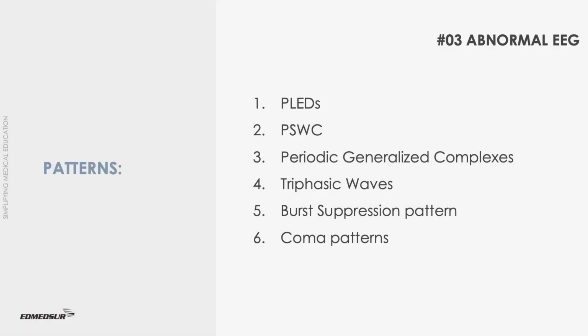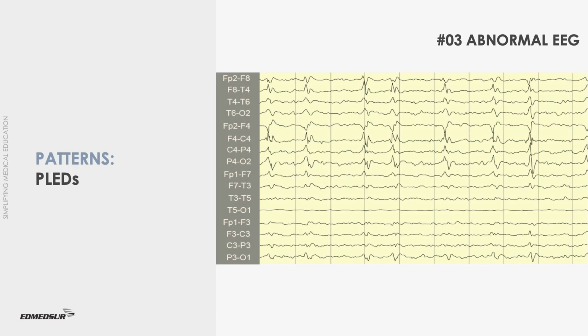In this video, we will discuss the following abnormal patterns: periodic lateralized epileptiform discharges, periodic sharp wave complexes, periodic generalized complexes, triphasic waves, burst suppression pattern, and coma patterns. Let us start with periodic lateralized epileptiform discharges, or PLEDs.